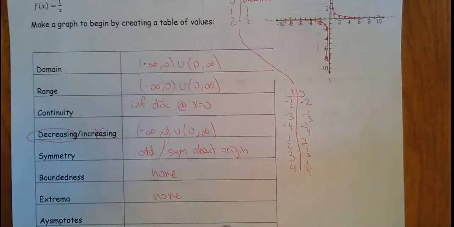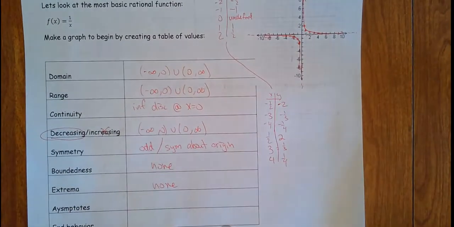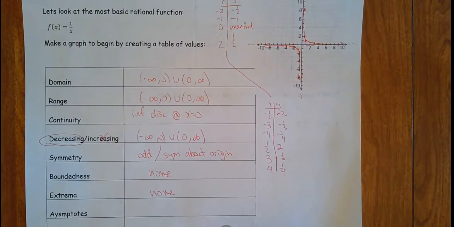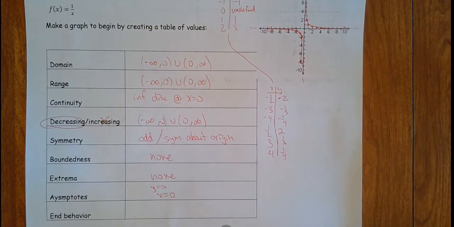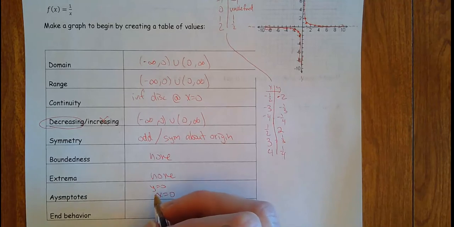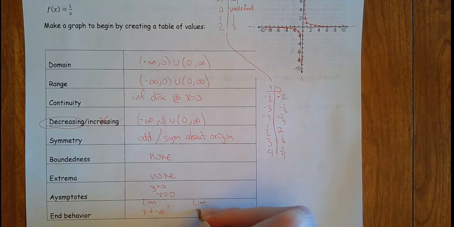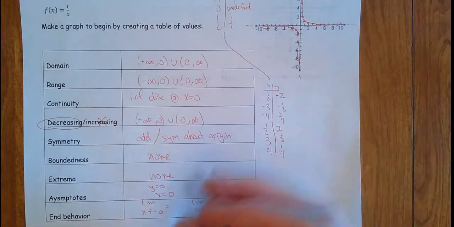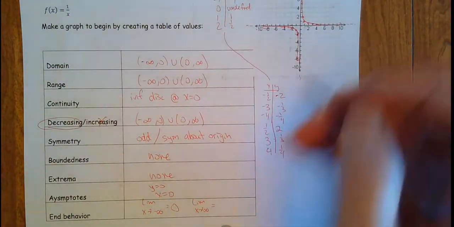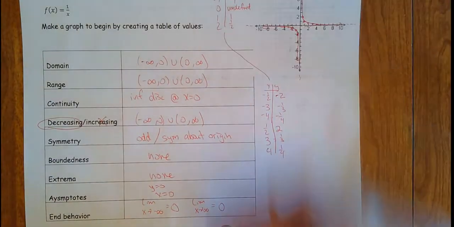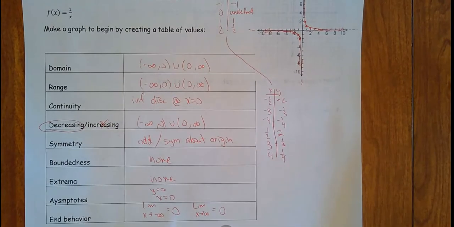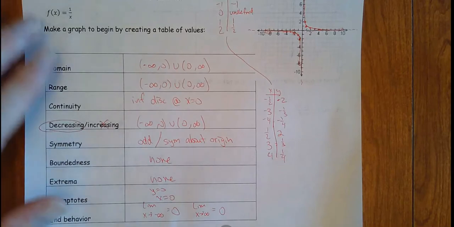Asymptotes, back up here a little bit so we can see everything. I have two asymptotes: y equals 0 and x equals 0. And then the end behavior, so I'm going to describe that: the limit as x approaches negative infinity and the limit as x approaches positive infinity is going to equal, well, it doesn't matter which way I go. If I go to the left forever, I'm approaching 0. If I go right forever, I'm approaching 0. Okay, so there are the characteristics of that very basic parent rational reciprocal function.